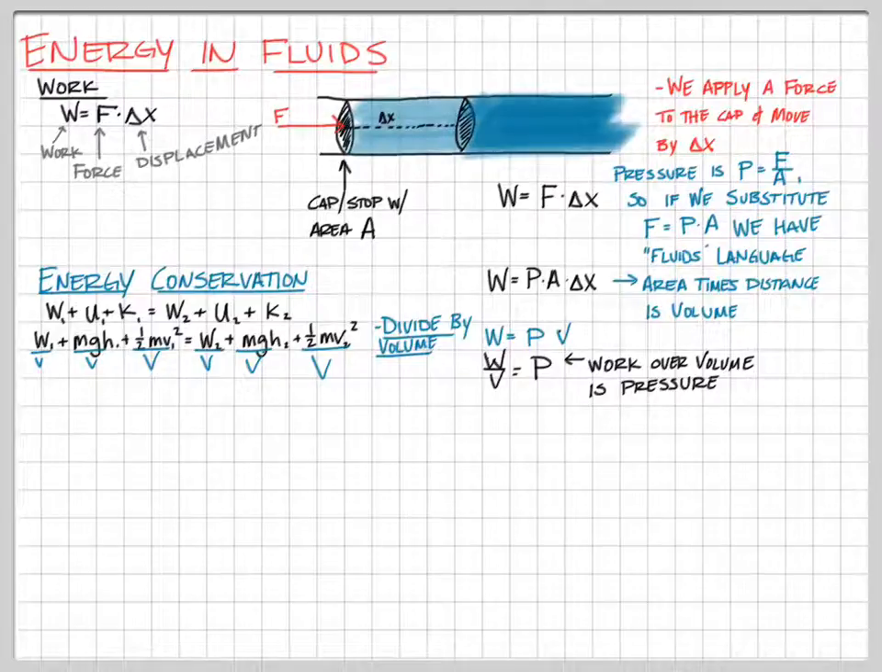Work over volume is pressure. Mass over volume is density. So we're going to make those substitutions. Everywhere I see work over volume, I'm writing pressure. Everywhere I see mass over volume, I'm writing density.